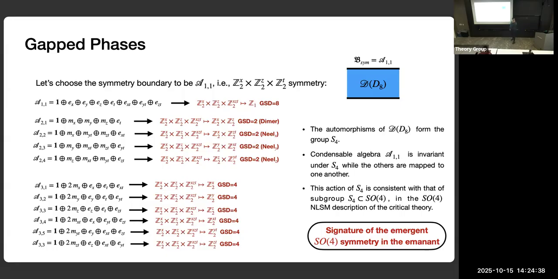Don't you get U1 times U1? You get U1 times U1. Yeah, you don't get this permutation. Yeah. Let me think about it.